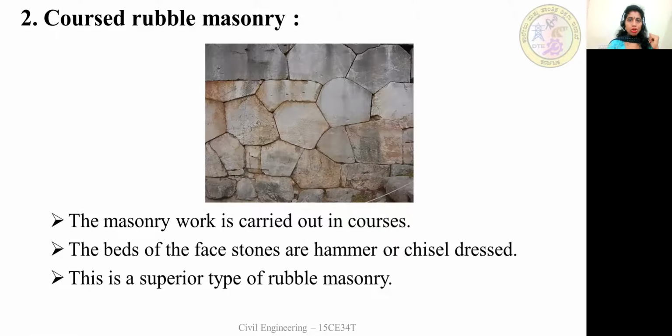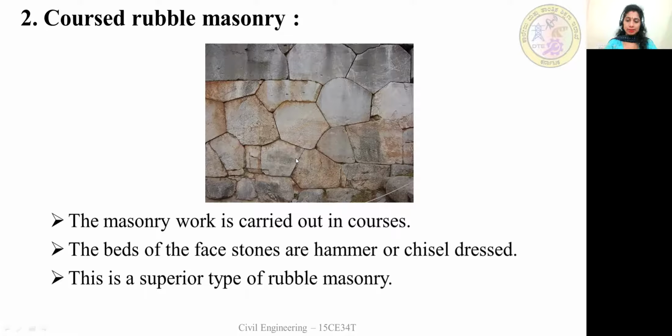Next, we will see coursed rubble masonry. The masonry work is carried out in courses. We will use some roughly dressed stones in this case. The beds of the face stones are hammer or chisel dressed. Just the face and the beds are hammer or chisel dressed, and this is a superior type of rubble masonry. The joints are roughly uniform and broken vertically. Here you can observe this picture.